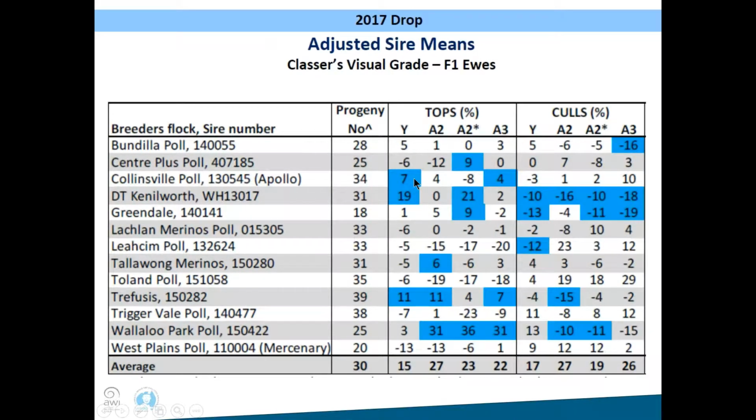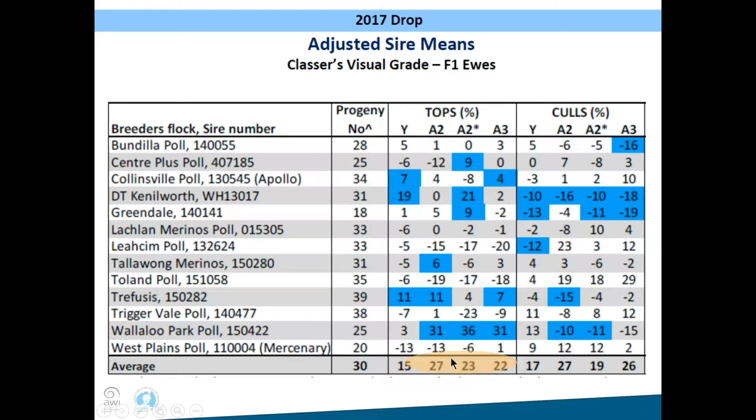These are our sire means for the visual grades. All of the ewes are classed as either a top, flock or cull based on the visual assessment of all their traits, and that's relative to the sire's breeding objective. And what we can see is the same sorts of information.